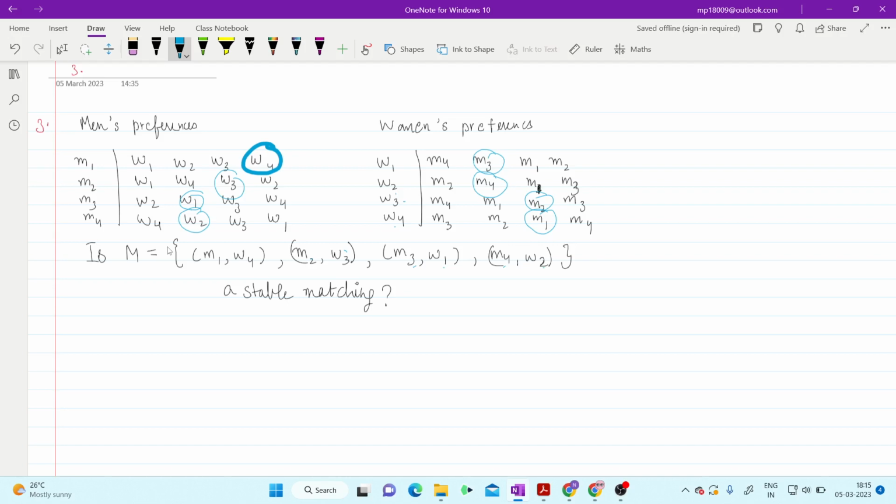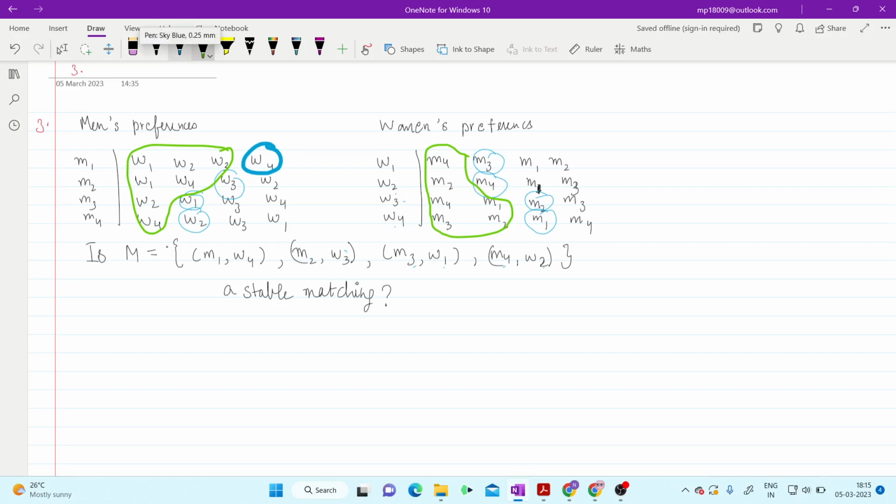So if you want to find some blocking pairs, they are lying somewhere here or here. So if you want to check if it has a blocking pair, either you check all these pairs or you check these pairs. If there is any blocking pair, they are lying in this green area.